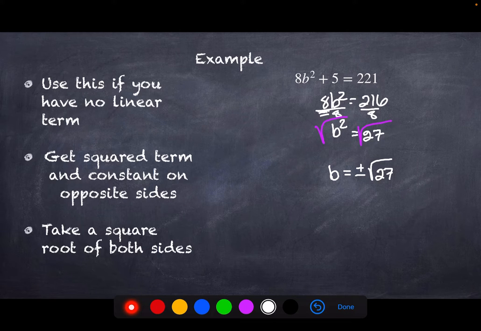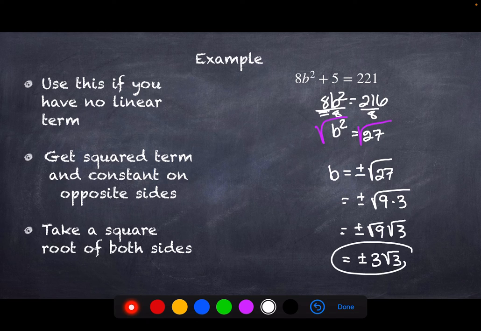But I look at radical 27 and I can simplify. So I'll have positive or negative radical, let's see, that's 9 times 3, equals positive or negative radical 9 radical 3, equals positive or negative 3 radical 3. Those are my two solutions. You don't have to show all those steps in there. I just wanted to run through them in case you needed a quick review.